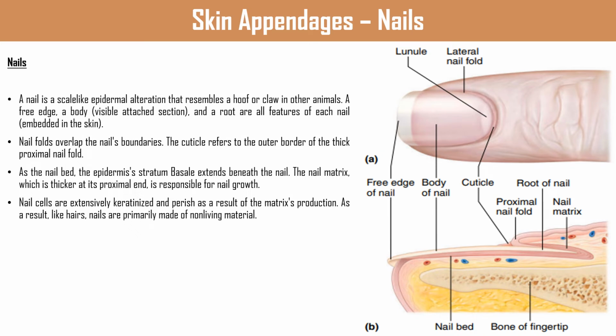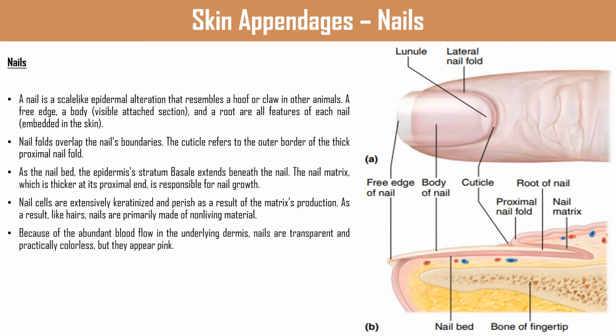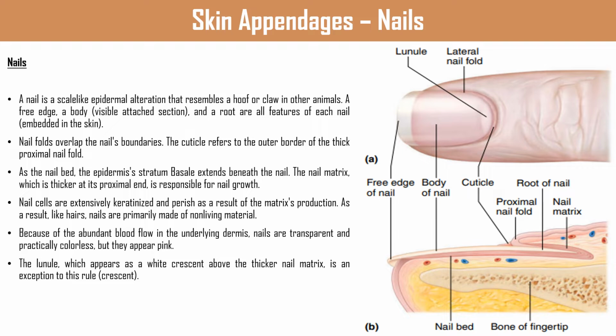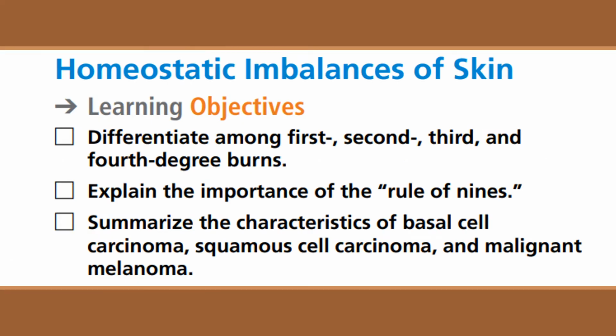Nail cells are extensively keratinized and perish as a result of matrix reduction. As a result, like hairs, nails are primarily made of non-living material. Nails are transparent and practically colorless, but because of the abundant blood flow in the underlying dermis, they appear pink. The lunula, which appears as a white crescent above the thicker nail matrix, is an exception to the rule. When the blood supply of oxygen is inadequate in the skin, the nail beds take on a cyanotic appearance, or blue color, as we say. This was all for the appendages of skin.